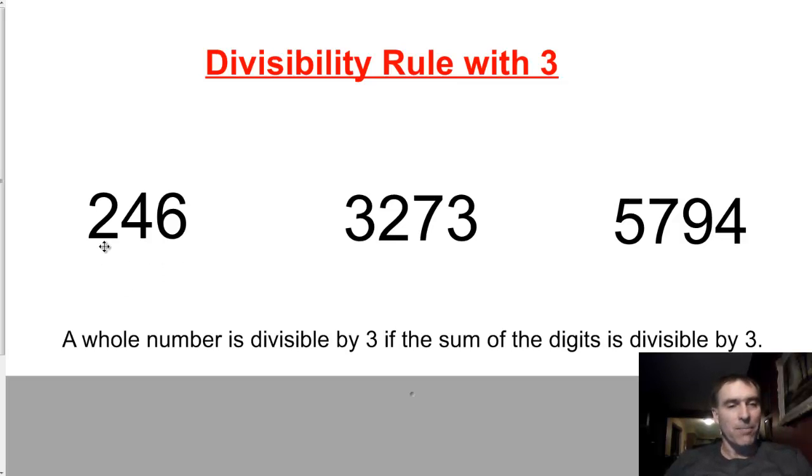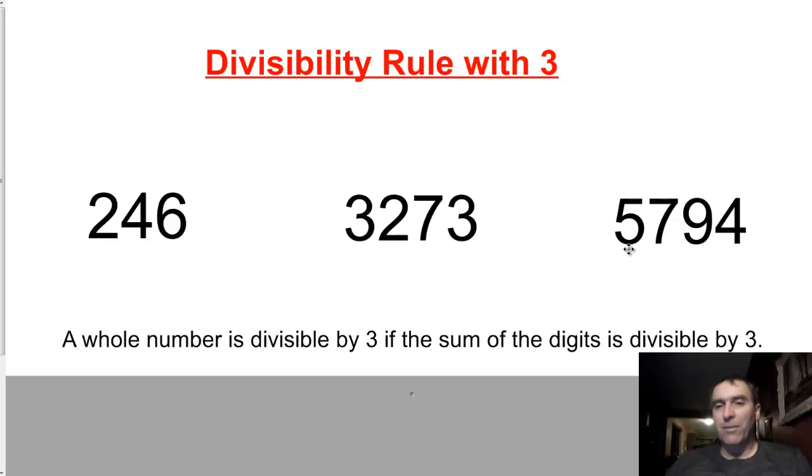So let's add them up. 6 plus 4 is 10. 10 plus 2 is 12. Does 3 go into 12? Yes, it stays in the divisibility group. What about this one? 3,273. Add them together. 7 and 3 is 10. 10 plus 5 is 15. Does 3 go into 15? Yes, it does. It stays.